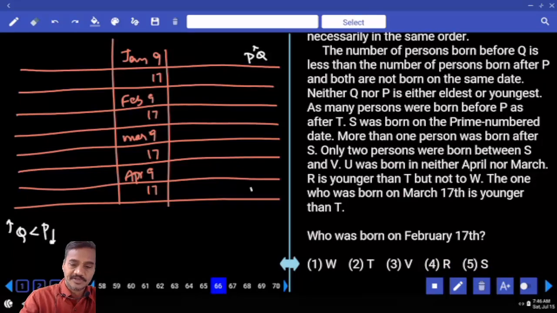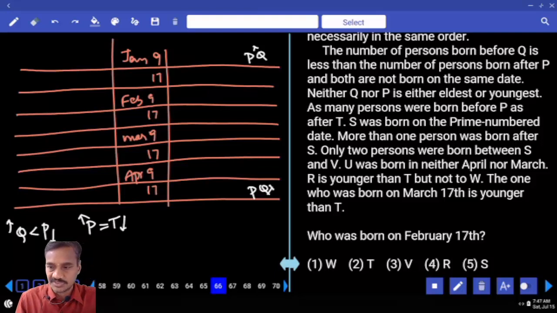So P and Q cannot be in the first place or the last place. As many persons were born before P as after P. That means before P and T, the number of persons must always be the same. And next one, S was born on a prime number date. That means S must be born on the 17th of any one of these 4 months.